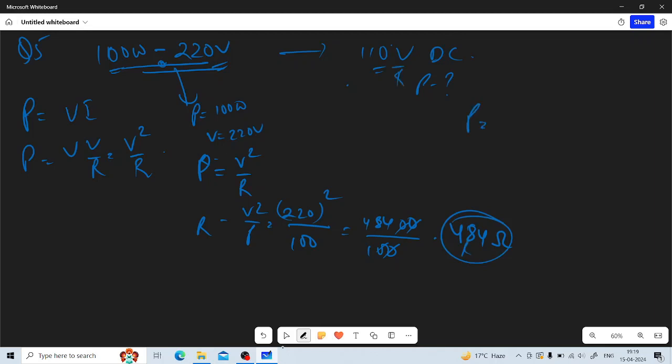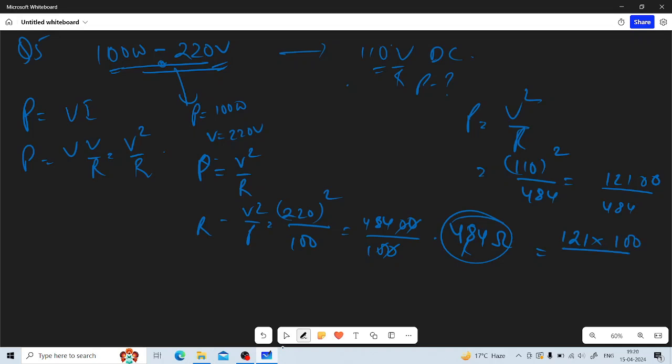Now I know the resistance of this bulb, so what is the power? Power is V square by R. When this bulb is connected to 110 volt, this V will be 110 square divided by 484. Here 11 into 11 is 121, and 484 is divisible by 4.